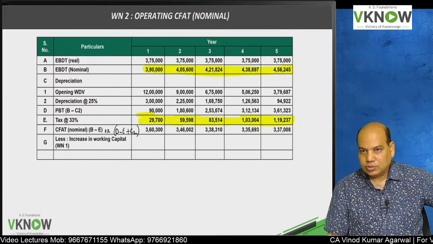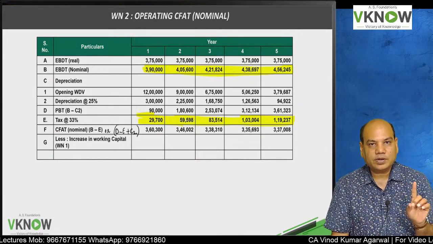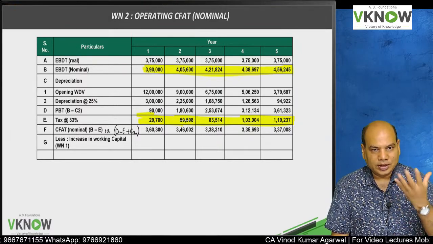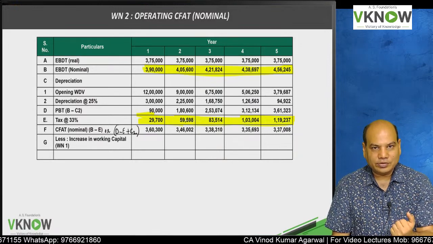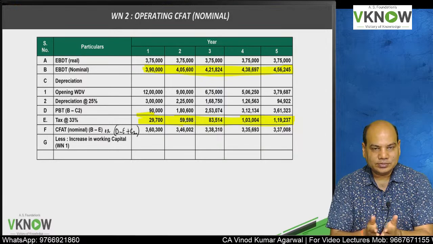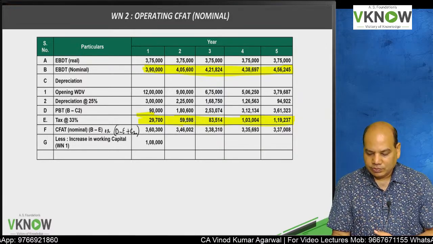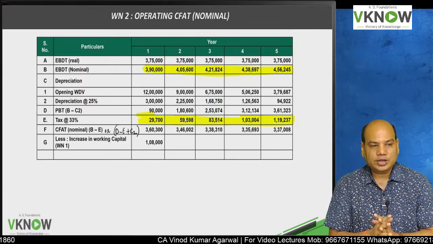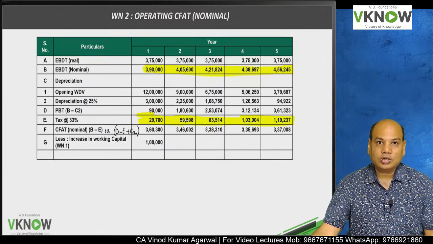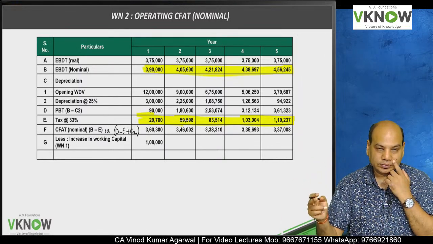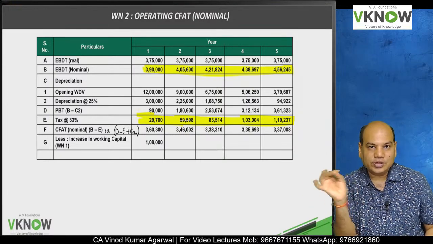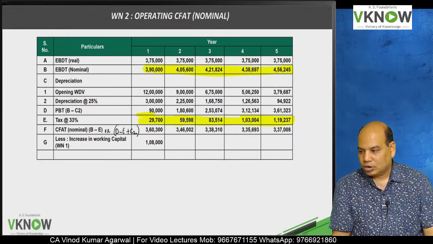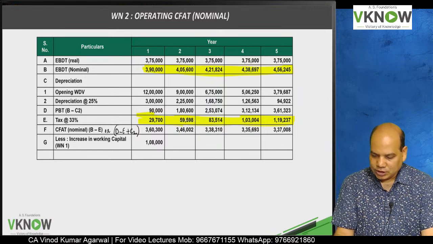Then we'll come to one more thing. Do you remember we have prepared one working note, increase in working capital? If working capital increases, cash flow decreases, because it is also like an investment. So increase in working capital, I am going to deduct from CFAT and I will get operating CFAT. Do you remember in your intermediate cash flow statement, you have deducted increase in current asset? Yes or no? As a deduction, more investment is required. So this I have to deduct.